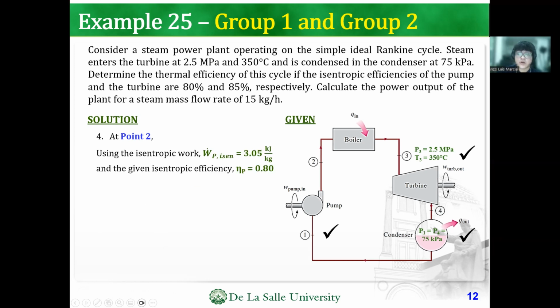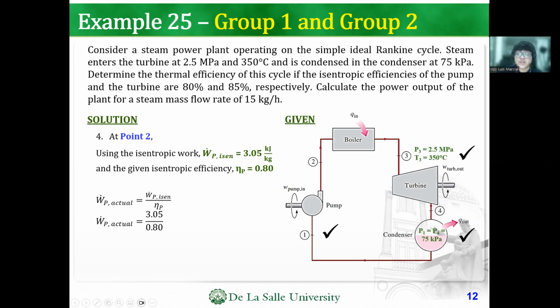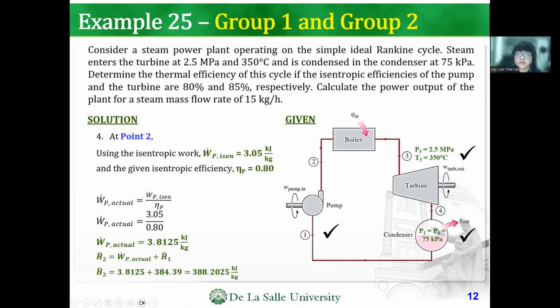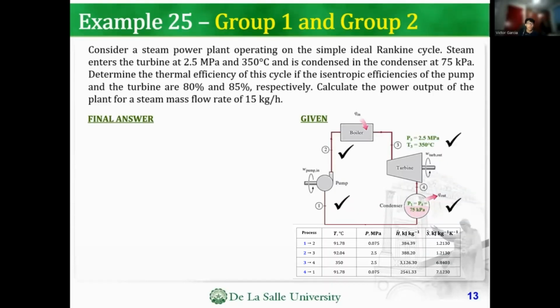With the isentropic work, we can calculate the actual work by dividing the isentropic work by the isentropic efficiency of the pump, which is 80%. The value that we got was 3.8125 kilojoules per kilogram. With the actual work, we can now calculate the actual enthalpy at point 2 by adding the actual work to the enthalpy at point 1, which is equal to 388.2025 kilojoules per kilogram.